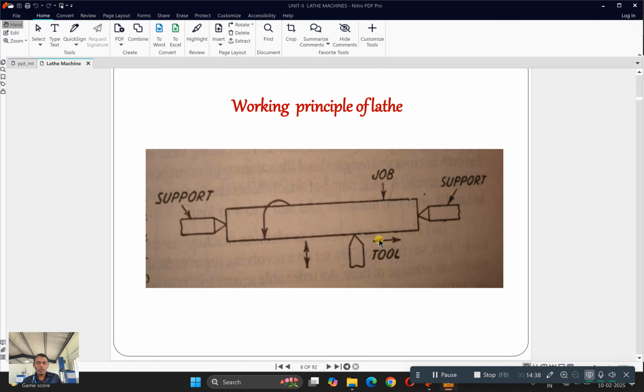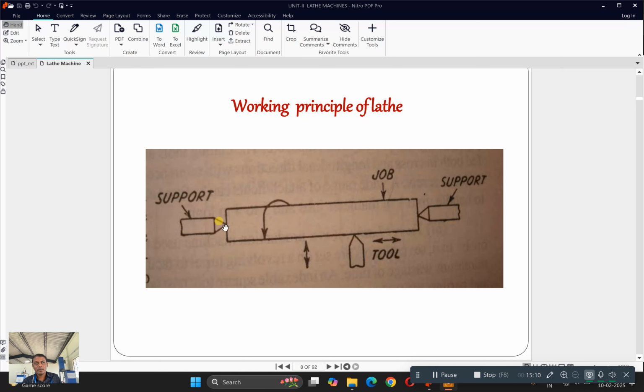So before going into the detailed explanation of each and every individual component, let us see a brief working principle of the lathe. Here you can see that there is a support available. This support is nothing but a chuck. This chuck also rotates along with your workpiece. This is your job or workpiece. It is connected to the chuck, and this other support is your dead center of your tailstock. So this is your live center and this is your dead center.